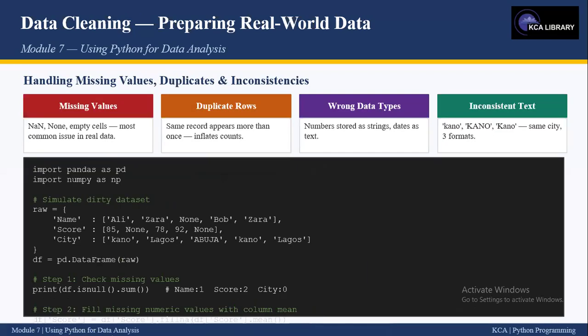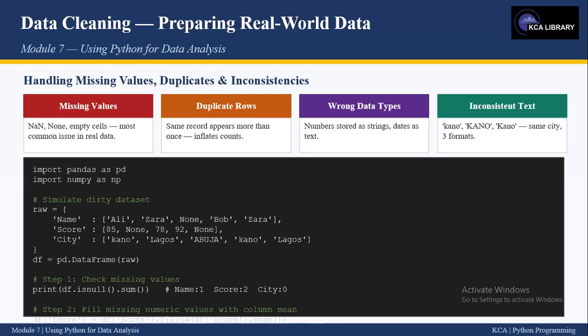Data cleaning: preparing real-world data. Real-world data is rarely clean. The four most common issues are missing values represented as None or NaN, duplicate rows that inflate counts, columns with incorrect data types such as numbers stored as strings, and inconsistent text formatting such as the same city name written in different cases. The cleaning process shown here follows 6 steps.